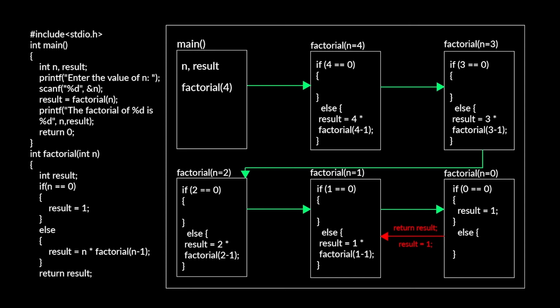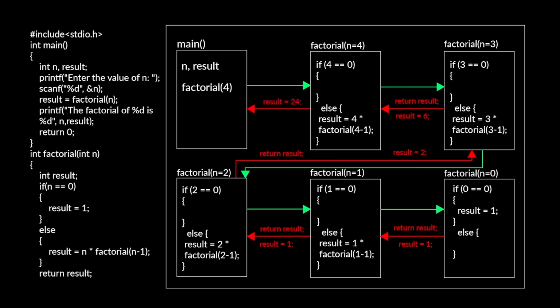So 1 into 1, therefore result equal to 1. So again this result will return back here. So 2 into 1 and now result equal to 2. So again this result value will return back here, as you can see on the screen. So now 3 into 2, that is result is equal to 6. So again this result will return back here. So 4 into 6. Now the result value is equal to 24, as you can see here.